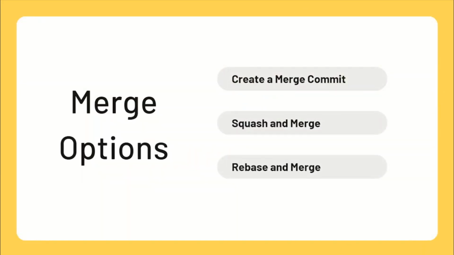Merge options. Whenever you are creating PRs, pull requests, you can see there are three merge options: create merge commit, squash merge commit, and rebase merge commit. So I am just displaying those three options.